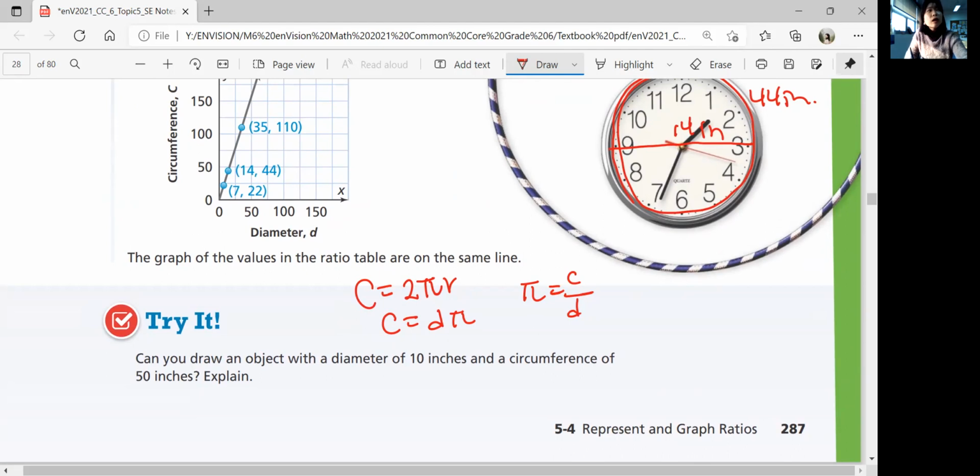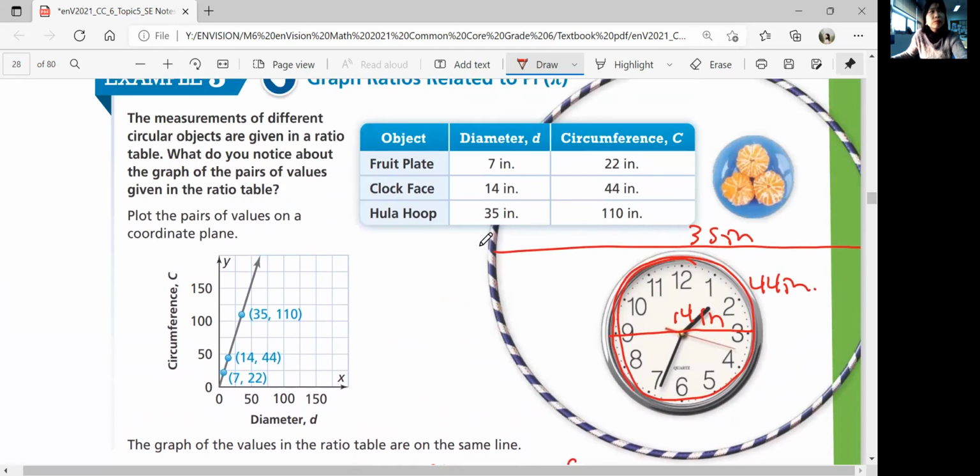But is diameter 10 and circumference 50 inches divided by 10 pi? Well, no, 50 divided by 10 is going to be 5, and that's not even close to pi. Pi should be about 3.14. But how can we prove this using the equivalent ratio that we looked at in example 3?